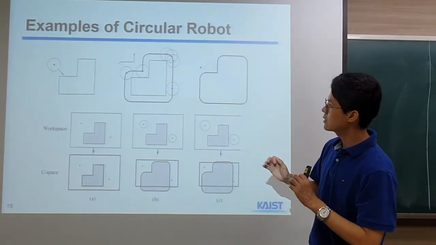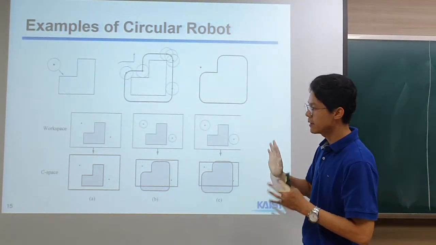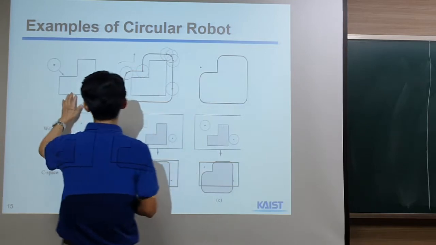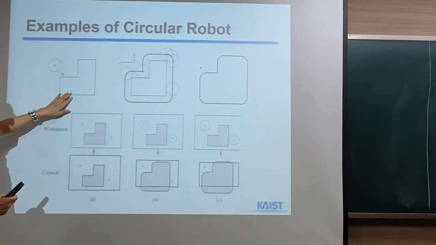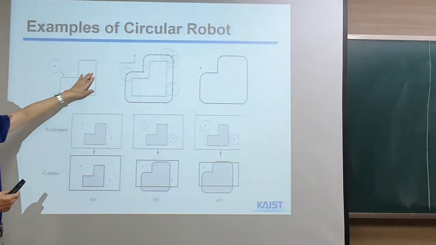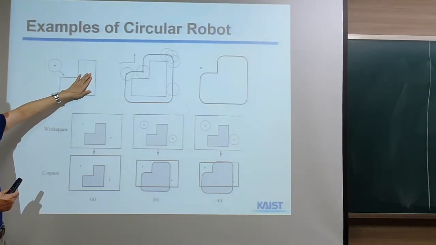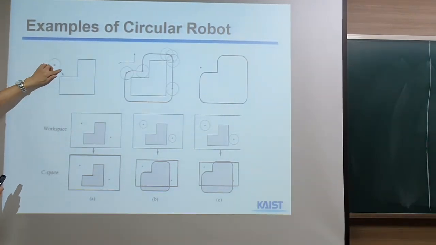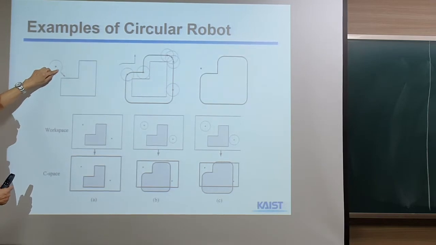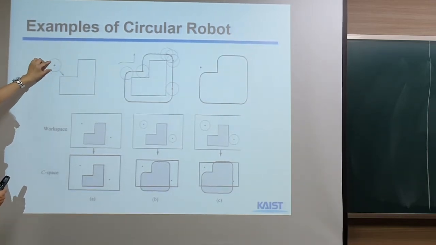Okay, so now let's look at what the relations are between workspace and C space. Suppose that we have this kind of obstacle in the workspace, and then our robot has this kind of circle. It's the center of our robot. This actually has a certain radius.